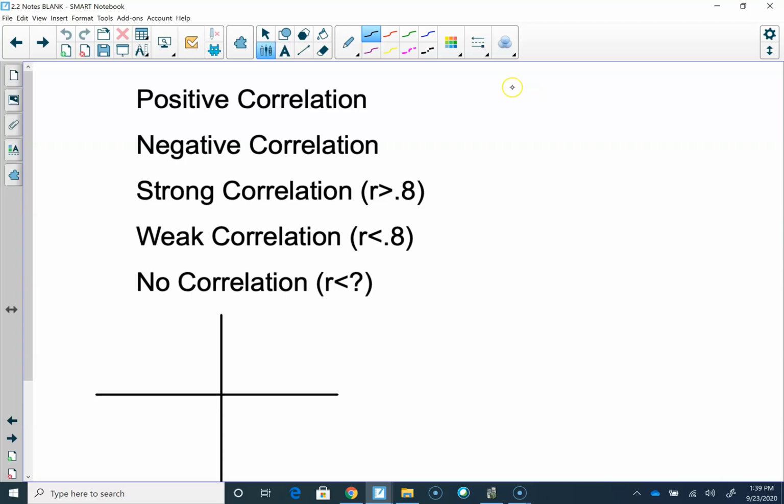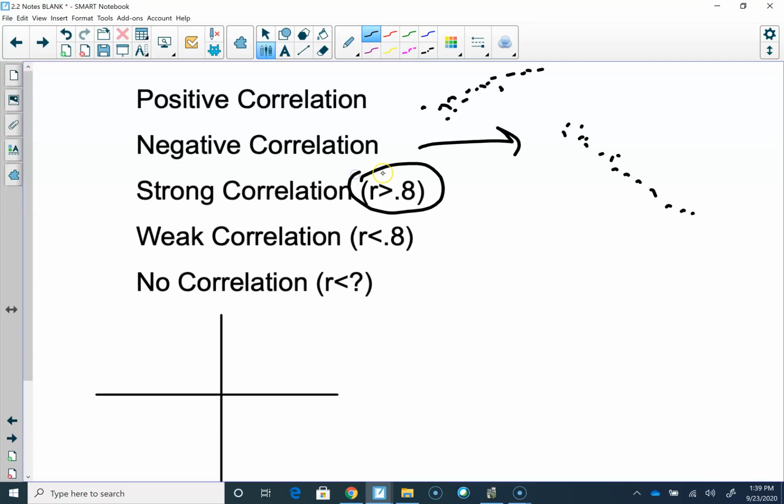So a positive correlation would look like this. It'd be going up, and there would be a correlation in data points. A negative correlation would look like this, going down. A strong correlation would have the R squared value more than 0.8, and a weak correlation would be that R squared value would be less than 0.8.